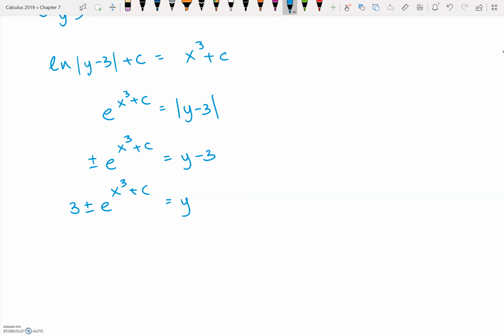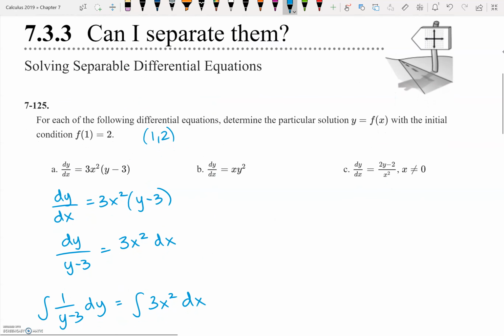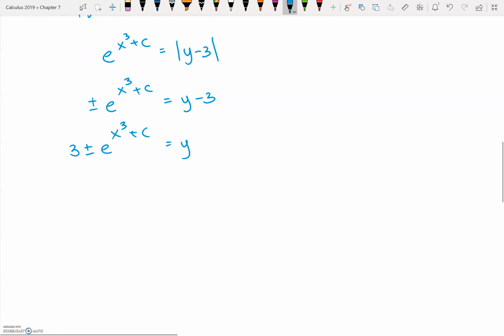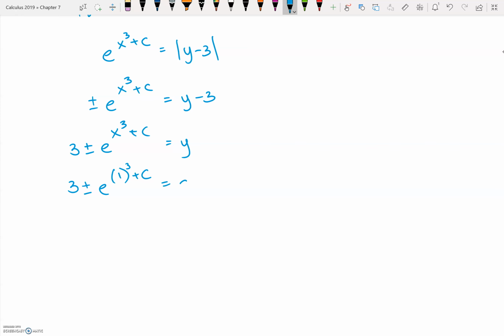We're going to actually deal with this plus or minus in just a second. But now we're going to plug in our information. We know that our x is 1 and our y is 2. So we'll plug that in there, because we're now going to solve for c. So we have 3 plus or minus e to the, what did I say, x is 1, equals 2. And so let's go ahead and subtract the 3 onto the other side. This is just 1.